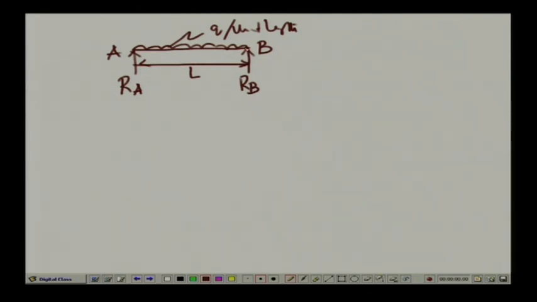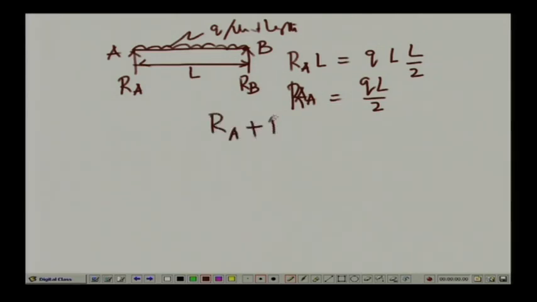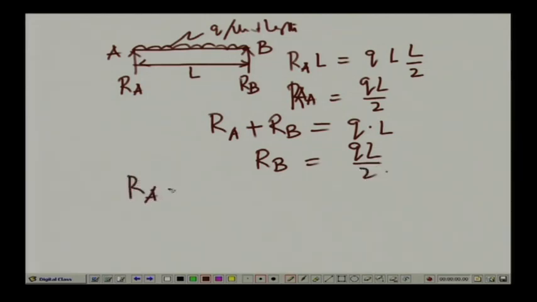Now, we can take moment about B and we can say that R A into L is equal to q L into L by 2, and thereby R A is equal to q L by 2. Since R A plus R B, from the vertical equilibrium, is equal to q times L, R B also is equal to q L by 2. So, the reactive values R A and R B are equal to q L by 2.